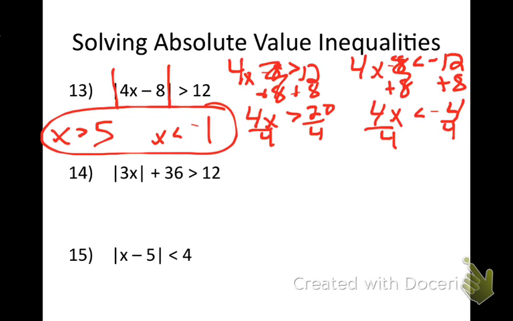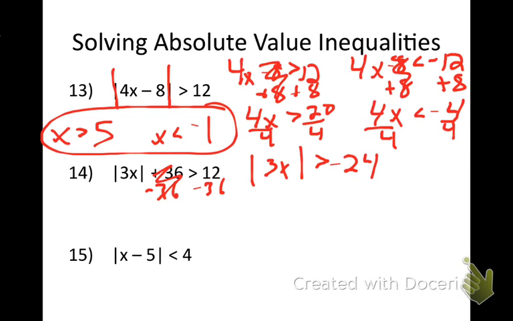Okay? Now let's do number 14 together because it's kind of unique. Okay? I want to get the absolute value alone first. Does everybody agree? Yes. So what do I want to do very first, Bailey? I would need to minus 36. Okay? Now, everybody realizes we're dealing with inequalities, right? Unique answer here. Watch. Absolute value of 3x is greater than negative 24.